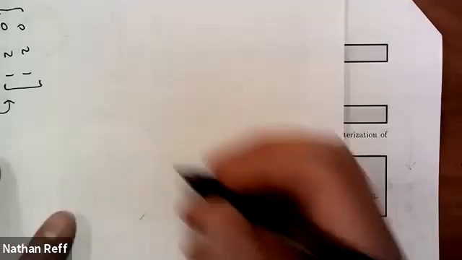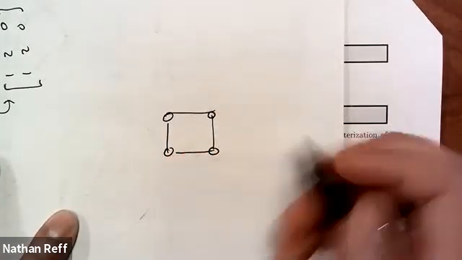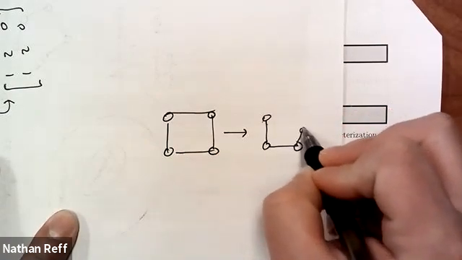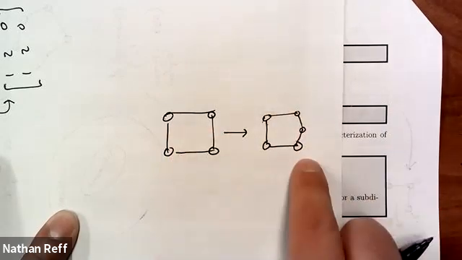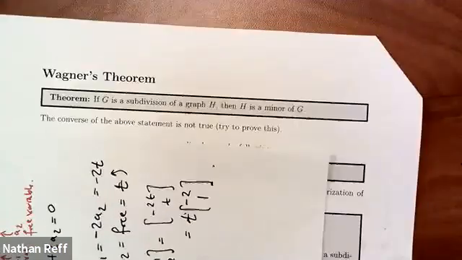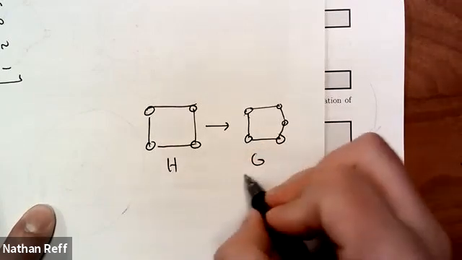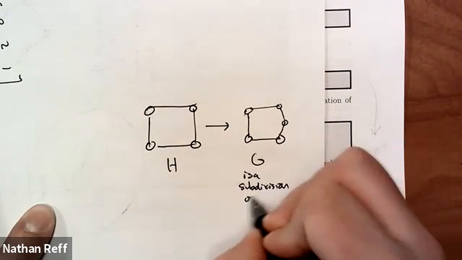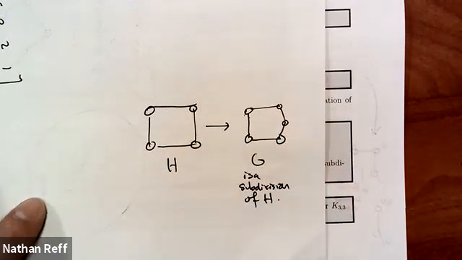let me show you an example of this just real quick. So if I take this graph and I subdivide, let's say that I add this vertex here. So now I'm going from a 4 cycle to a 5 cycle, right? So this is saying if G is a subdivision of H, okay, so G, this is H, right? So this is a subdivision of H. Do you agree that H is a minor of G?